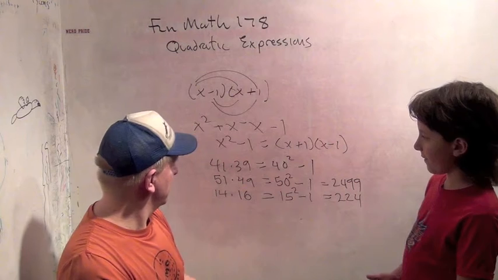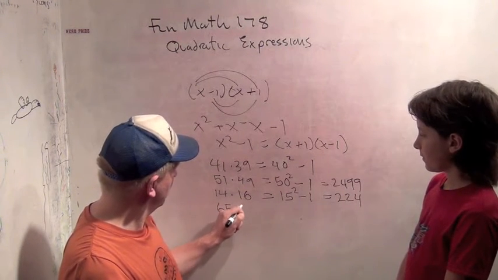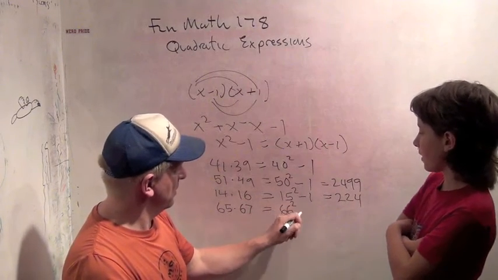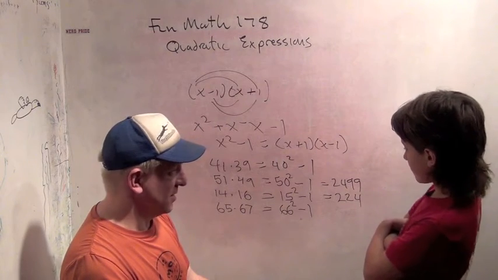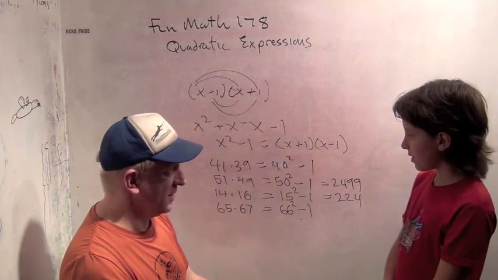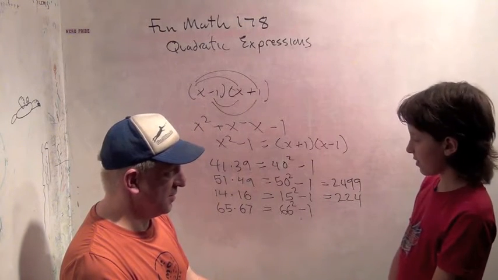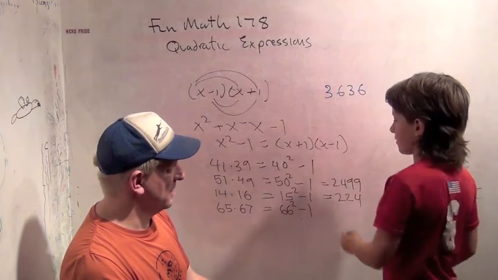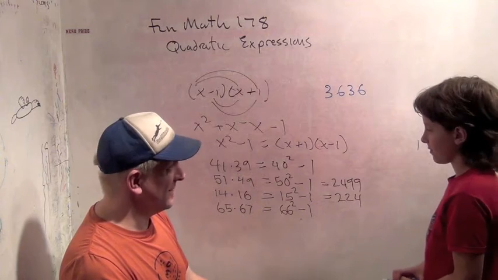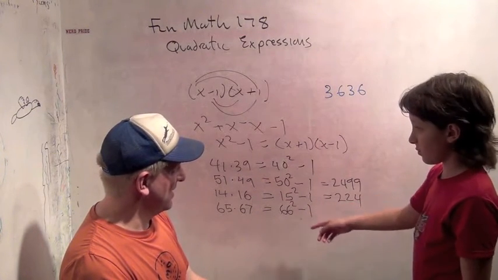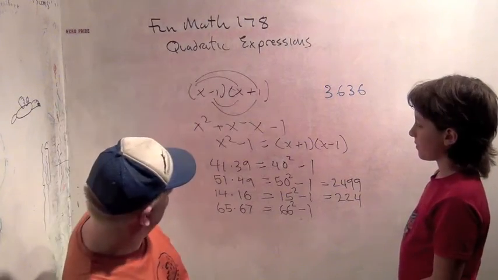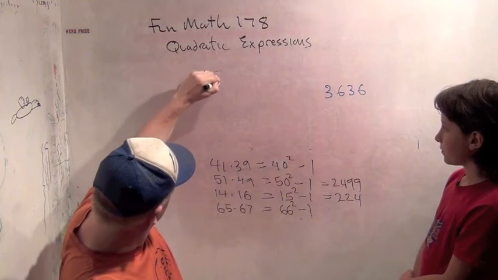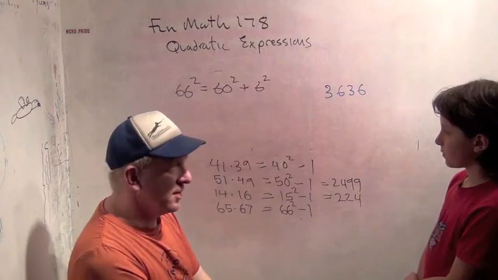Okay, now you pick one. What about 65 times 67? Okay. The x would be 66. Squared. Minus 1. Well, 6 squared is 36. 60 squared is 3,600. Okay. So it's 3,636. Sure about that? Then minus 1. So you think what you've done is you've said 66 squared equals 60 squared plus 6 squared. You think that's right?